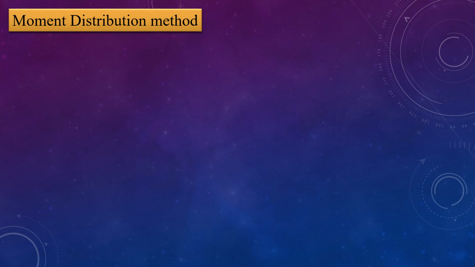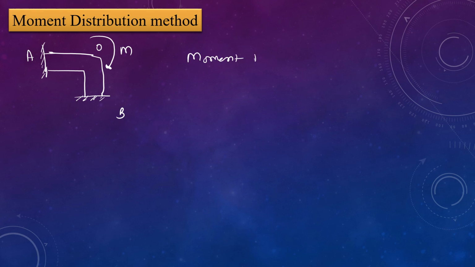Here the topic is the moment distribution method. Okay, let's take one example here. This is a structure, you can say it as a frame structure. This is support A, B and O. If we apply a moment M at joint O, then moment distribution happens on member OA and OB. Okay, OA is one member and OB is the second member.